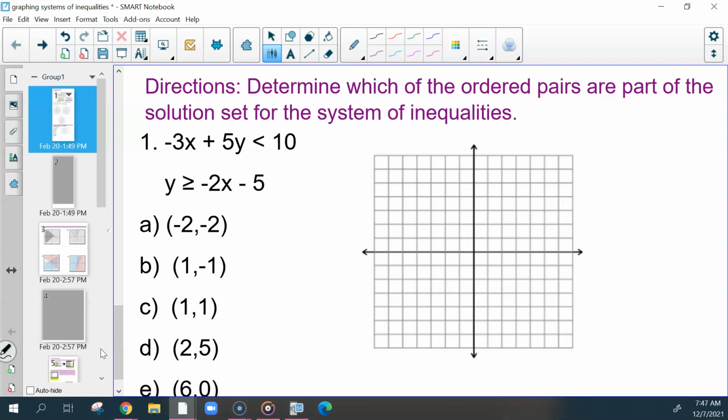So just like when graphing inequalities, if they are not in slope-intercept form, we have to get it in slope-intercept form. So this first inequality, we need to convert it. Add 3x to both sides. So we have 5y is less than 3x plus 10. Divide everything by 5. So we have y is less than 3/5 x plus 2.